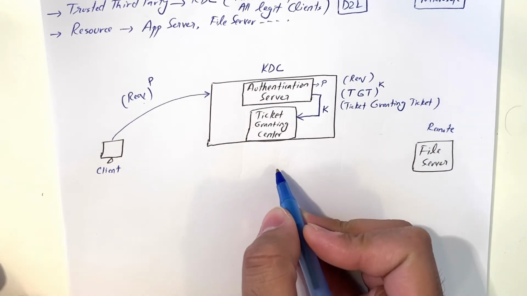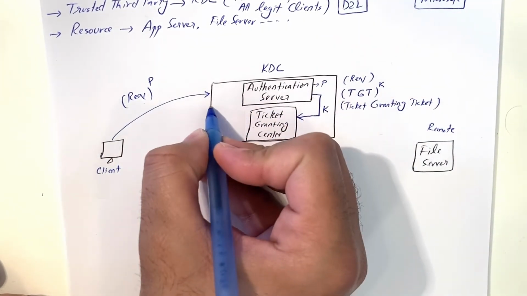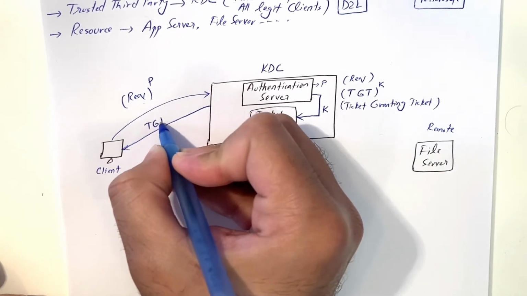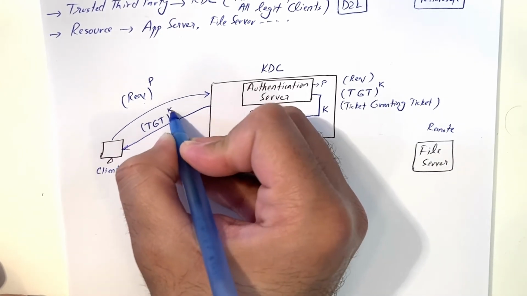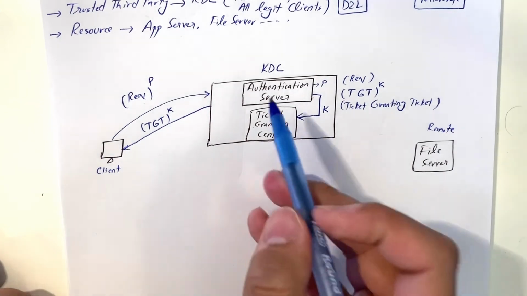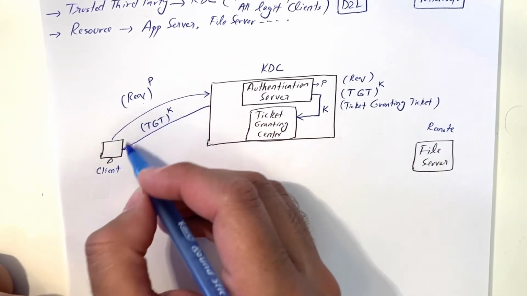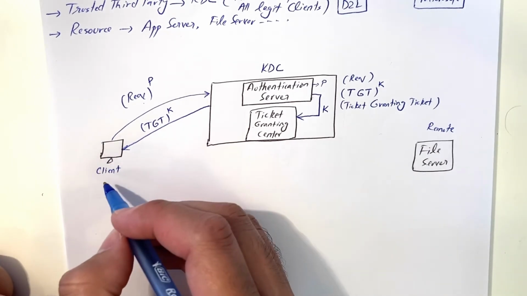Now, after doing that, the KDC will forward that ticket granting ticket, which is encrypted with a secret key which is only known to the KDC, to the client. Again, this is also encrypted with the password of the client, which is only known to the client.